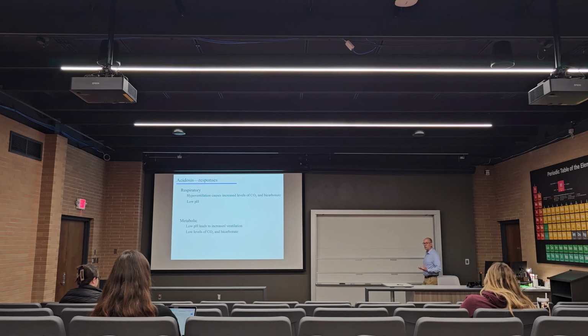So you can easily distinguish between metabolic and respiratory by looking at the levels of CO2. If your CO2 is high, that means it is a respiratory problem. If your CO2 is low and the pH is low, that is a metabolic problem. So if you look at the pH and the carbon dioxide, if they're both depressed, that's metabolic. If one is up and the other is down, that's respiratory.